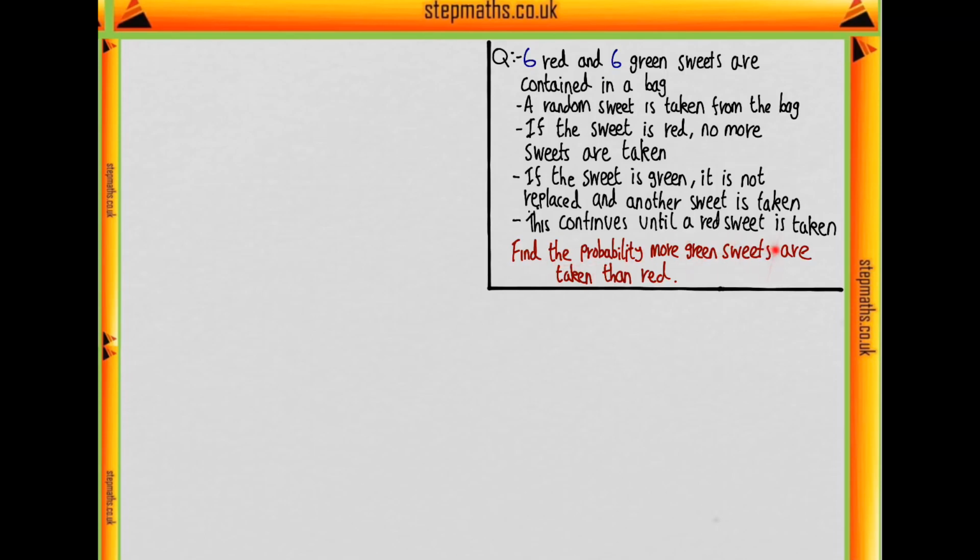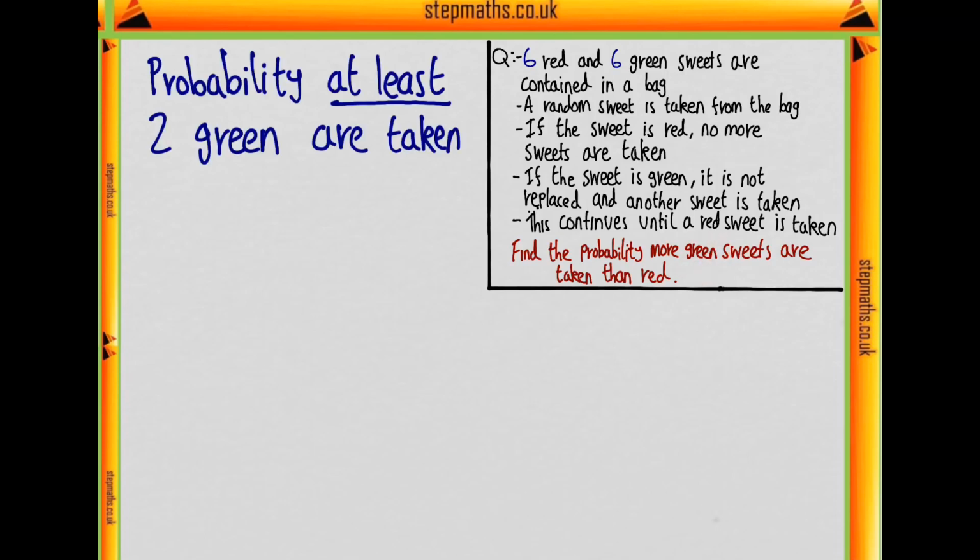Well, the first one's this: to find a probability more green sweets are taken than red. Well, we know if we take a red sweet at any point, no more sweets are taken. So we know that this process, you'll have one red sweet in the end, because whenever we get a red, we'll stop, and we must eventually get a red. So we know we have one red sweet, and so probability more green sweets is just probability we have at least 2 green sweets. So this is easier to work with, because we can model our process and essentially count up the probabilities as we get to the scenarios where we get 2 green sweets.